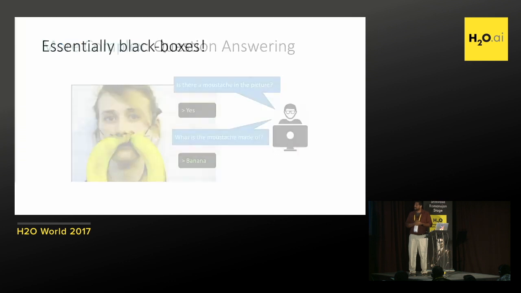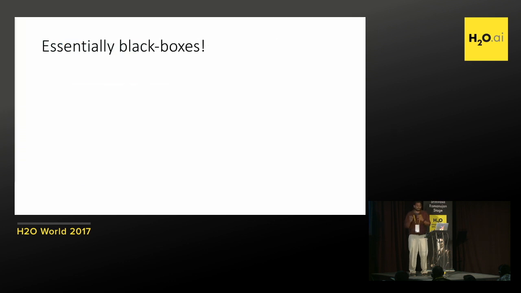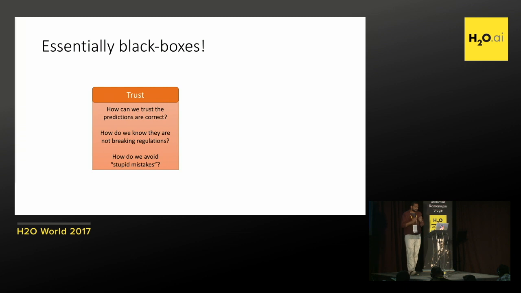But the problem is that essentially, both of these algorithms that I showed you are black boxes. We don't really know exactly what's happening in there. We can look at a few examples and convince ourselves that it's doing well. But we don't really know whether we can actually trust it, right? Whether we can take that model and actually deploy it in the wild. What will it do? Can we trust it that it'll always do the right thing? It's not clear.